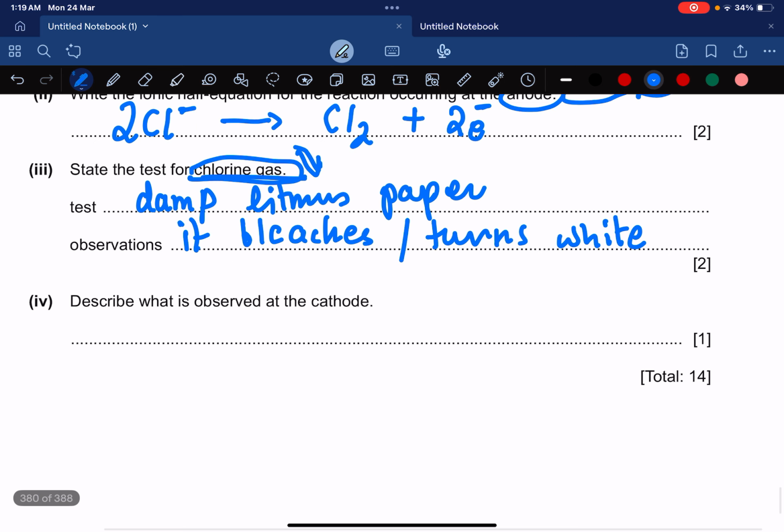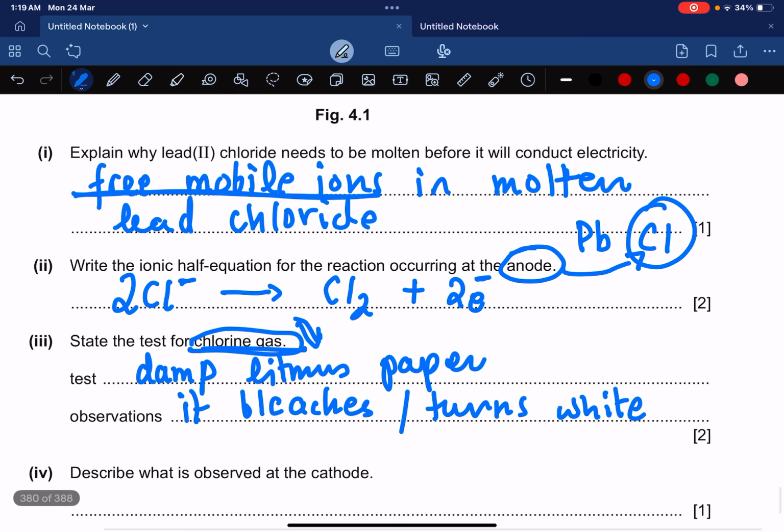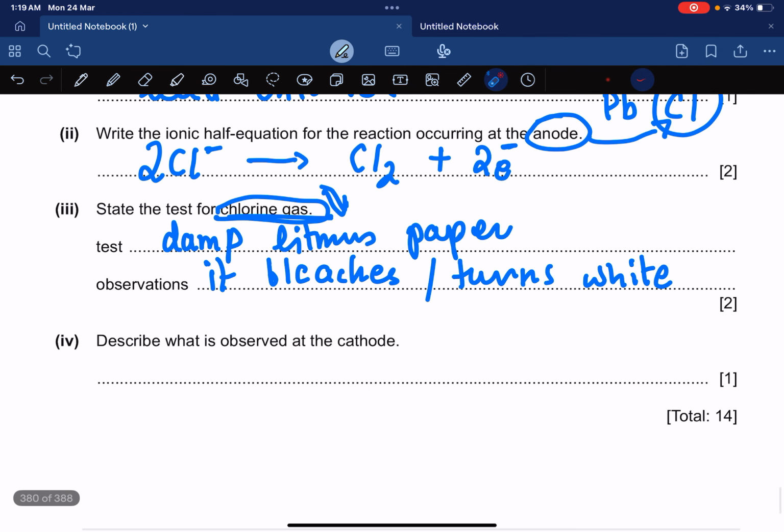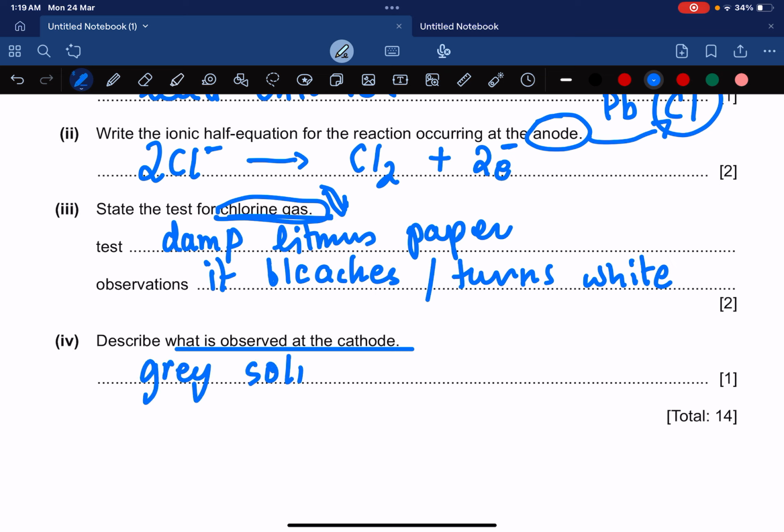Describe what is observed at the cathode. At the cathode we were basically forming lead, but when they've asked about the observation, we don't have to write that we formed lead, we just have to write what we observe. So we're going to see that a gray solid deposited on the cathode. Deposited.